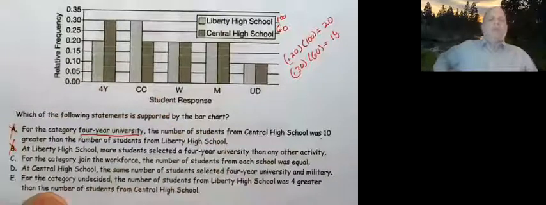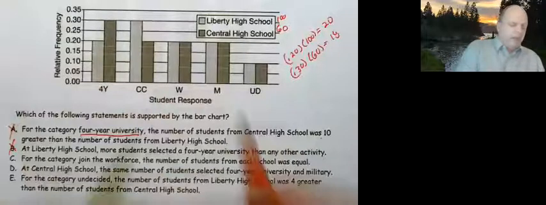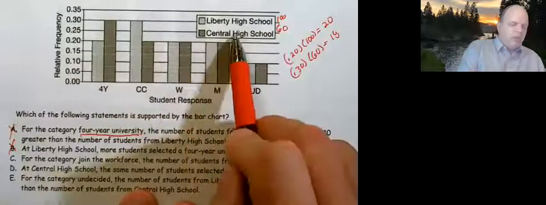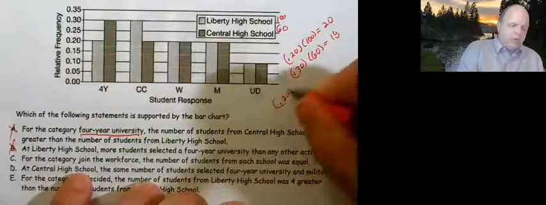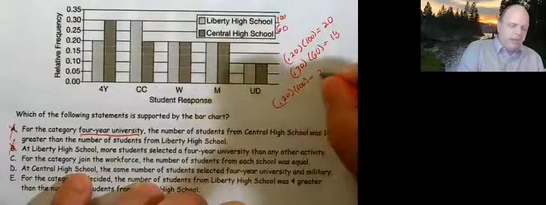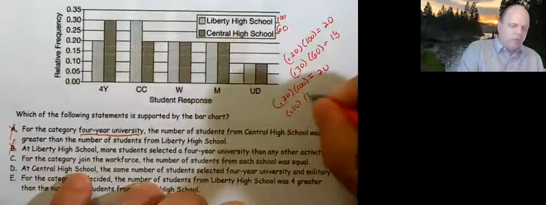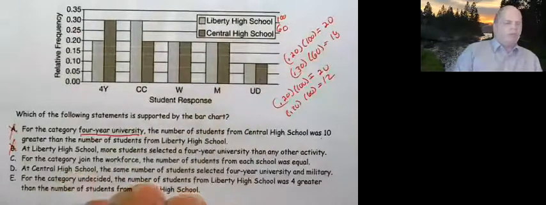For the category join the workforce, the number of students from each school was equal. And we're like, yes, the percentages are equal, and both of them had 20%, but Central had fewer students. So we're looking at 0.20 times 100 for Liberty. They had 20 students. And then we have 0.2 times 60 for Central, and they only had 12 students, so that's not my answer.